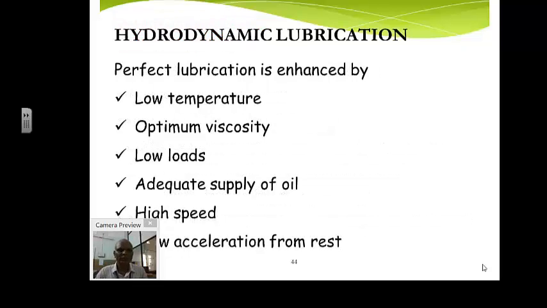In hydrodynamic lubrication, perfect lubrication is enhanced by low temperature. If there is a high temperature, it will cause the variation of viscosity, and hence the load carrying capacity will reduce. Hence a low temperature, optimum viscosity, low load, there should be adequate supply of oil, and it should be operating at a high speed and slow acceleration from rest. If the journal is accelerated very fast, it will cause the disruption of the film and a hydrodynamic effect will not be generated.